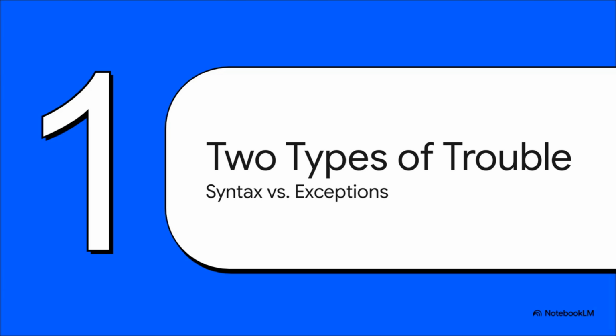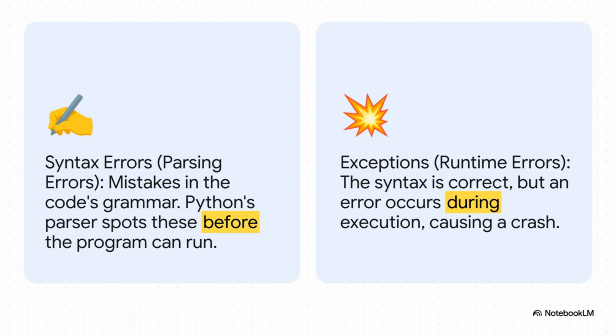Okay, first things first. You gotta know your enemy, right? Not all errors are created equal. They basically fall into two big camps: syntax errors and exceptions. And figuring out the difference is the absolute first step to taming them. So on one side, you've got syntax errors. Think of these like grammar mistakes in a sentence. A missing colon, a typo. Python sees this stuff before the program even tries to run and just says, nope, not gonna happen.